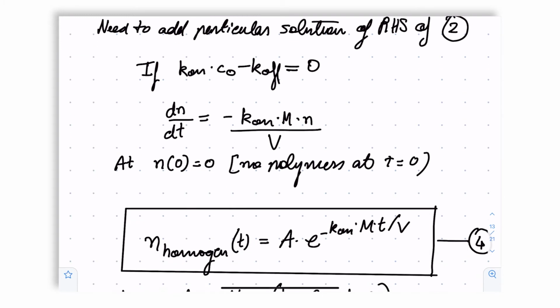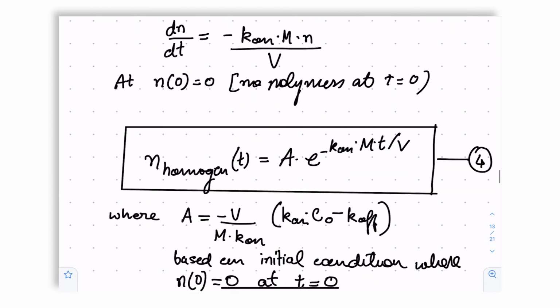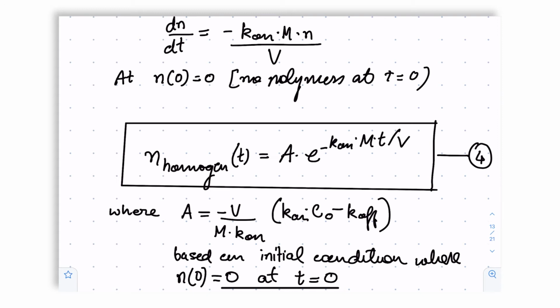And at initial conditions, we assume that there are no polymers. In such a case, the complete solution, the homogeneous solution n of t, is a times e to the power minus k on m t by v. How does this a term show up? We basically again go back to taking the conditions of t equal to 0, giving n equal to 0, and then solve for a and get the solution of a equal to minus v divided by m upon k on into, in the brackets, k on times c naught minus k off.